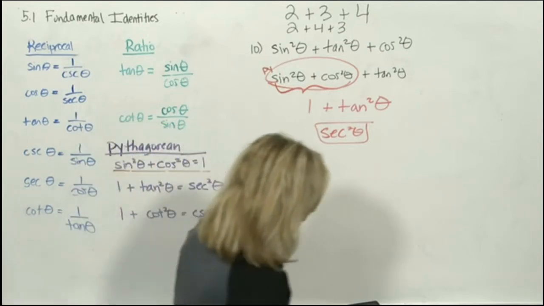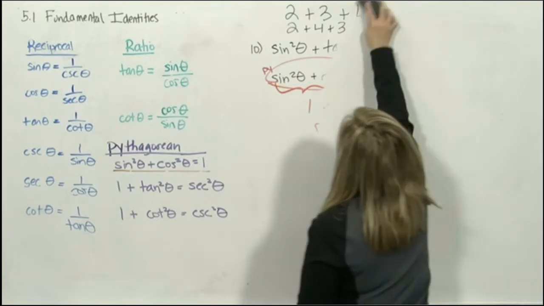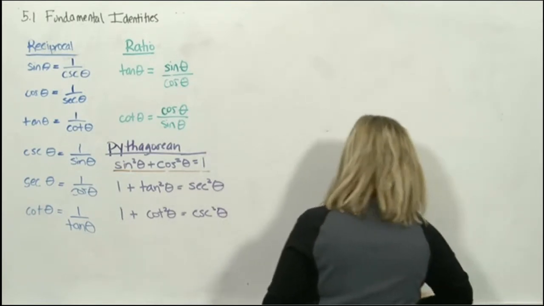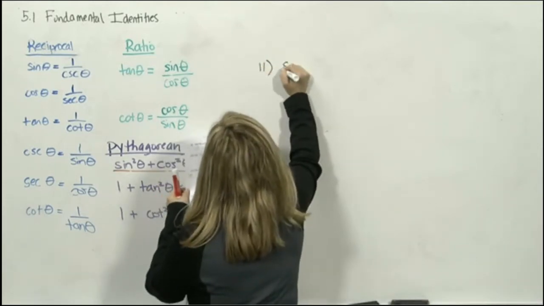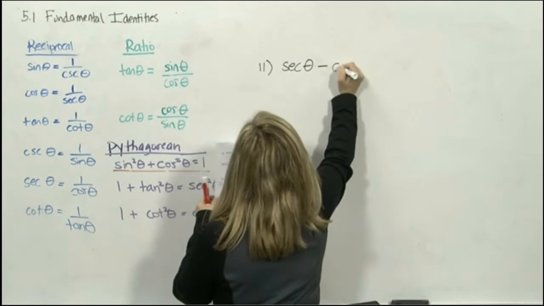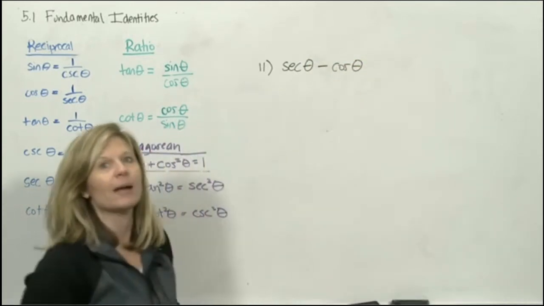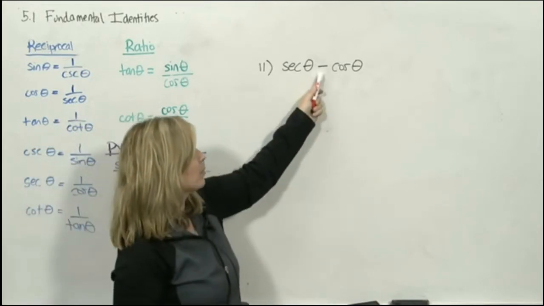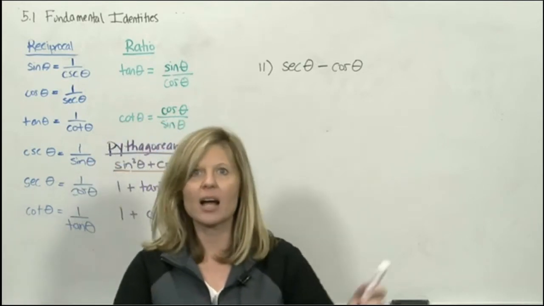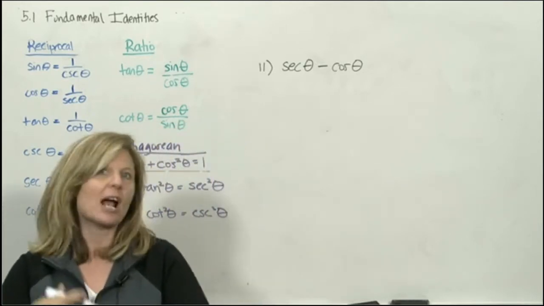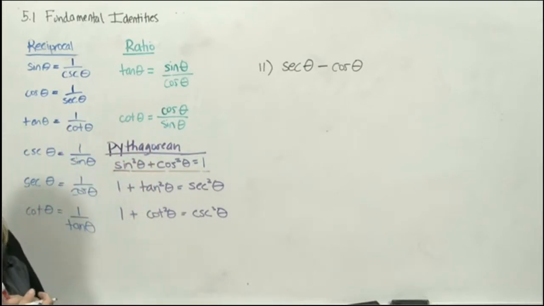Okay, let's try one more. Let's try 11. Okay, so 11 says, I want to do secant theta minus cosine theta. I want to simplify that. I can't subtract them right now because they're not like terms. You can only subtract a sine from a sine, a cosine from a cosine, just like you can only subtract an x from an x, a y from a y. All right, guys, so we've got to make a substitution.